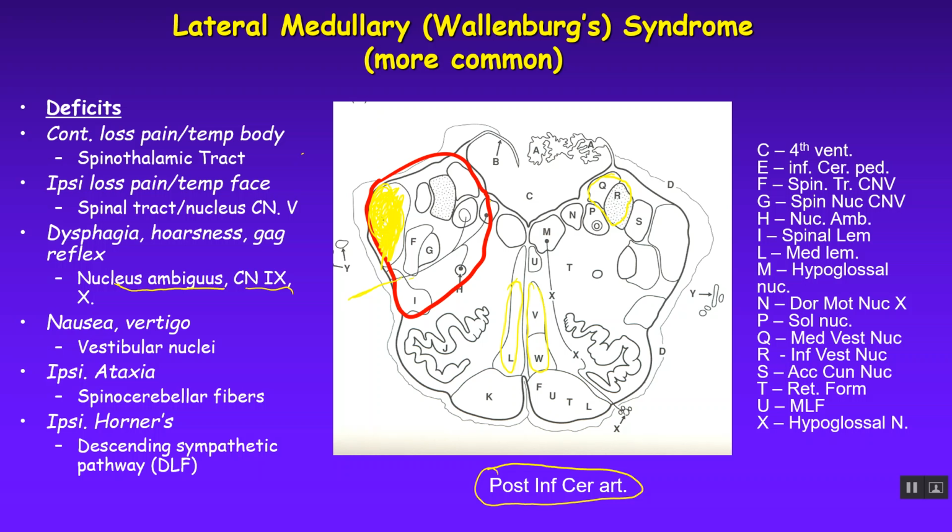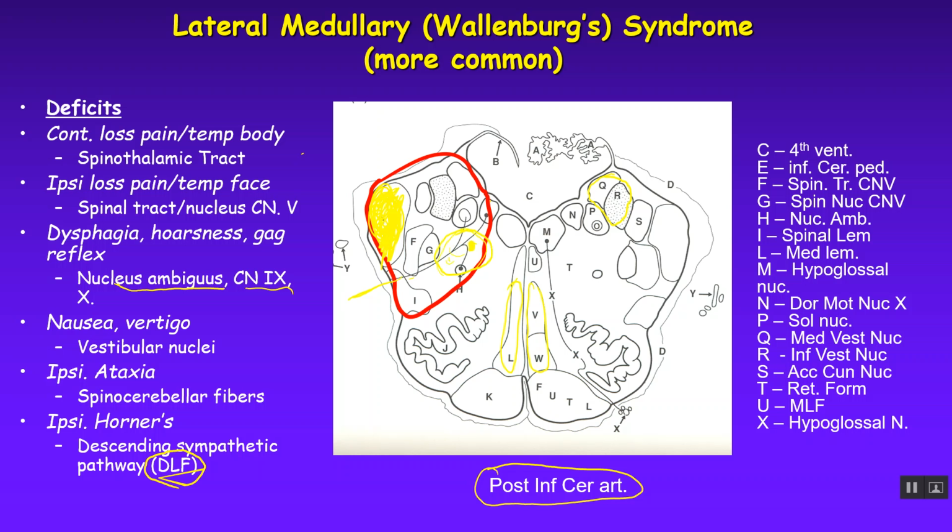The other thing they're going to have is called ipsilateral Horner syndrome. Horner syndrome is a characteristic syndrome when you damage the DLF, the dorsal longitudinal fasciculus, which is a tiny little tract. This is the tract going from hypothalamus down to your sympathetic nervous system. And it's in this region in the brainstem, somewhere in this tegmentum. You know, it's somewhere in this region here, the dorsal longitudinal fasciculus.